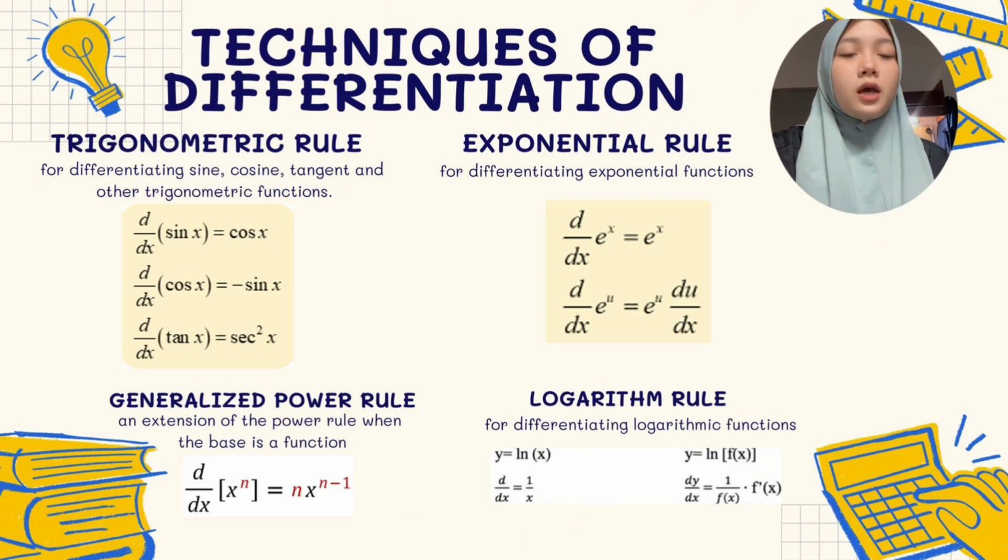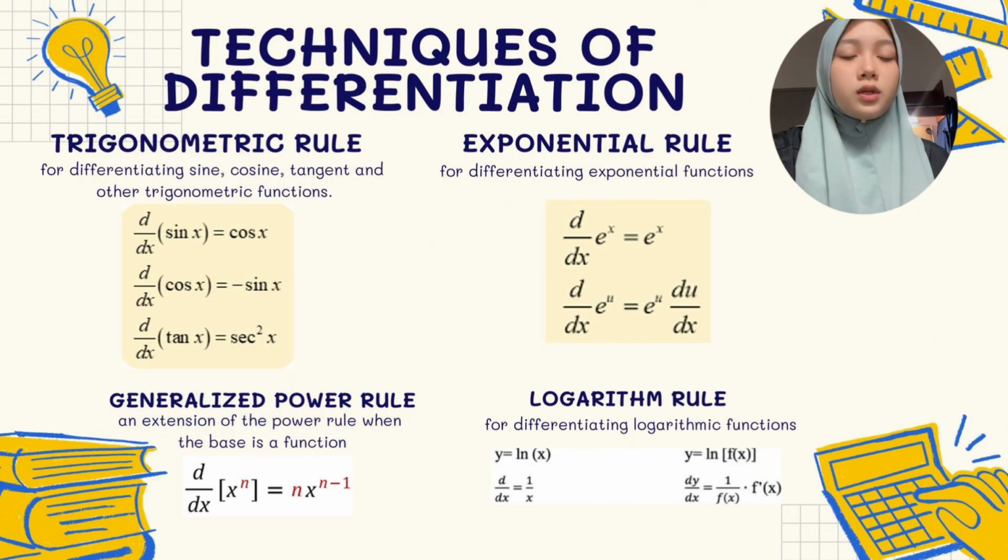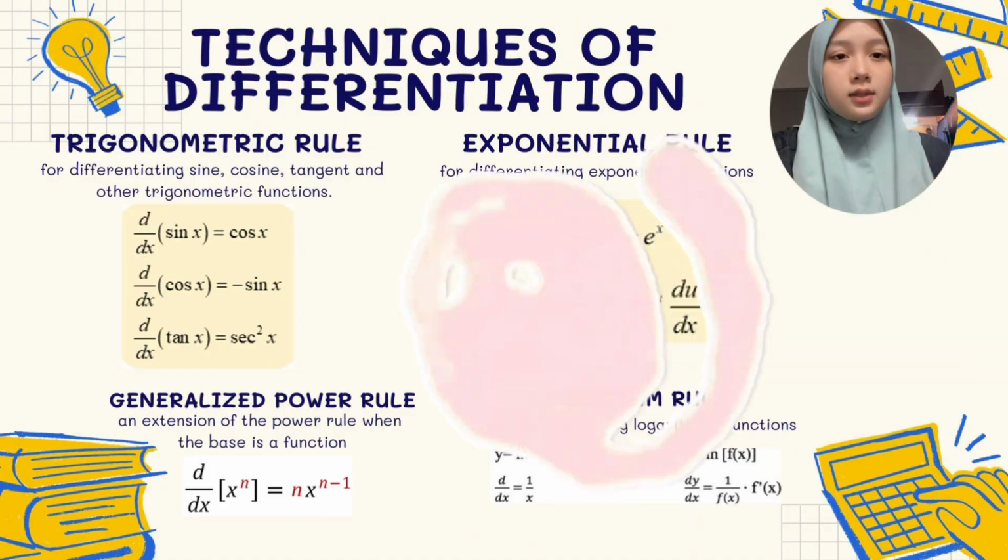Eighth, we have the generalized power rule. It is used as an extension of the power rule when the base is a function. And lastly, we have the logarithm rule.